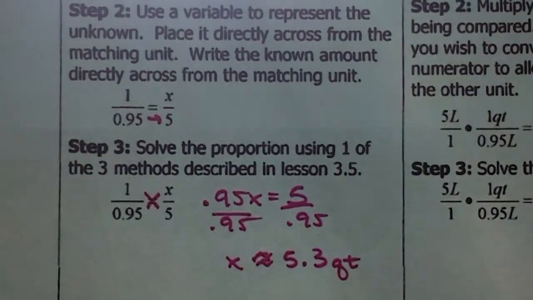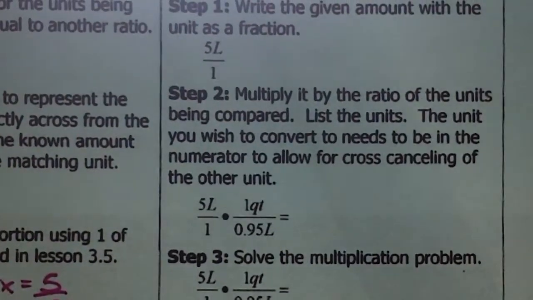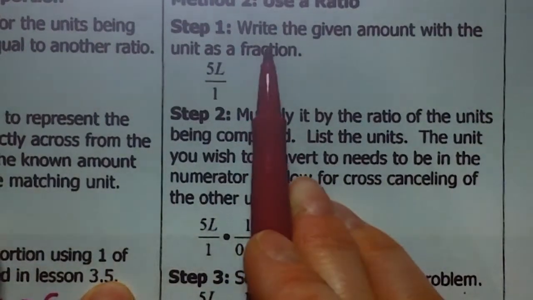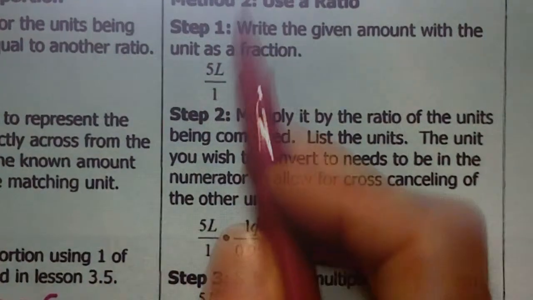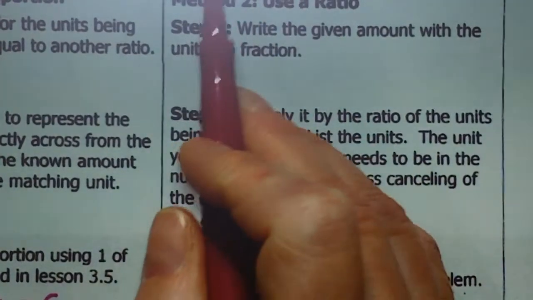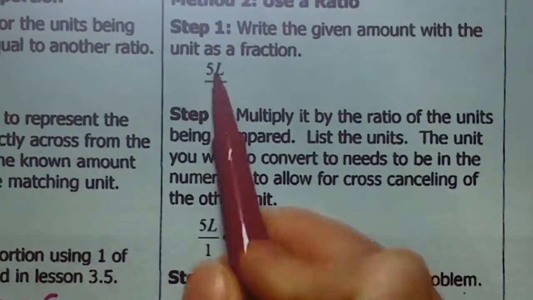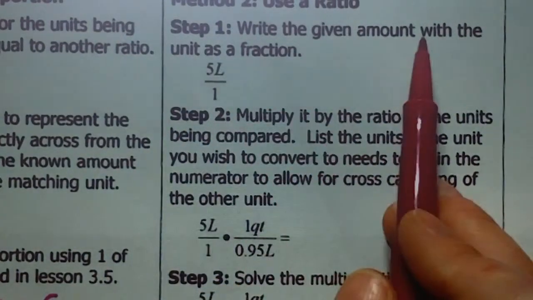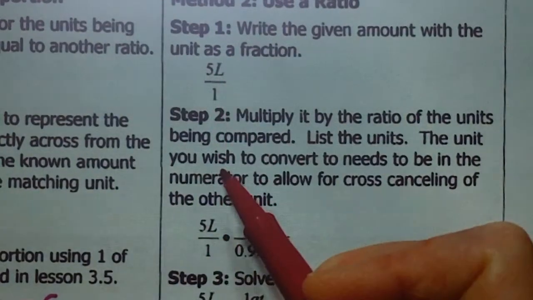There's another way to solve this same exact thing, using ratios instead of a proportion. A ratio is just a comparison from one to the other. To do this one, you write the given amount with the unit as a fraction. So 5 liters is given over 1. To write 5 liters as a fraction, you just put a 1 under it.